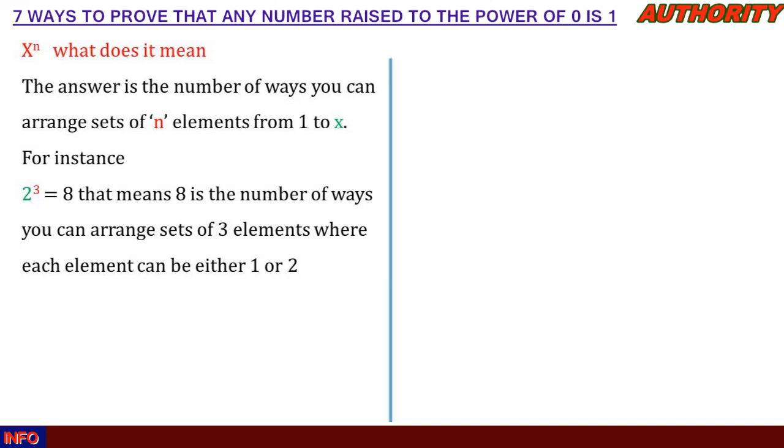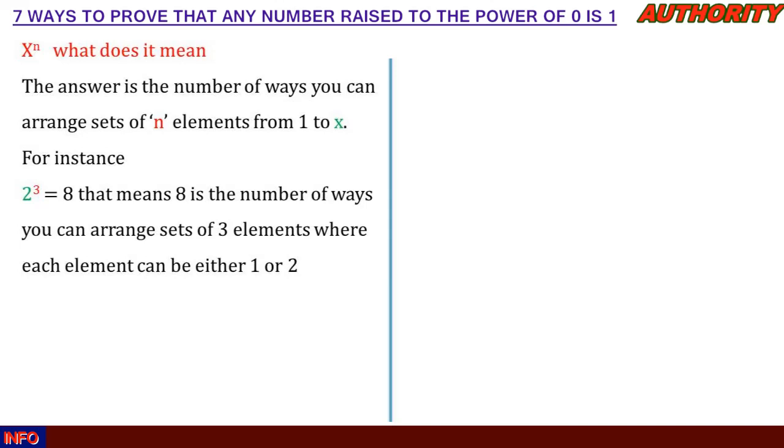Now let me show you. We have 2 raised to power 3 is equal to 8, right? So we are going to form sets, and the total number of sets that we can form is 8. Each of these sets has 3 elements, and each element can be either 1 or 2. You can use the idea of power set to understand this logic. If you have done sets before, you can use that logic to understand what I'm trying to say here. Okay, now let's go.